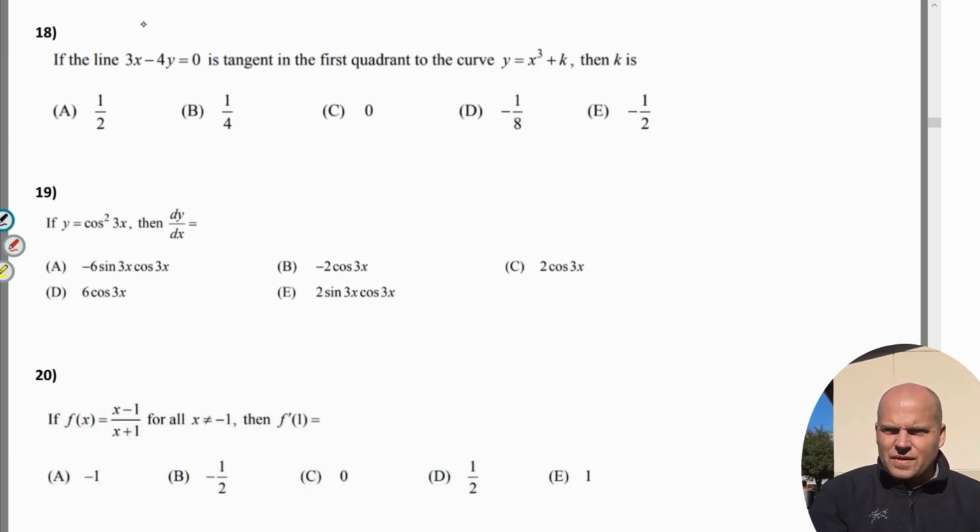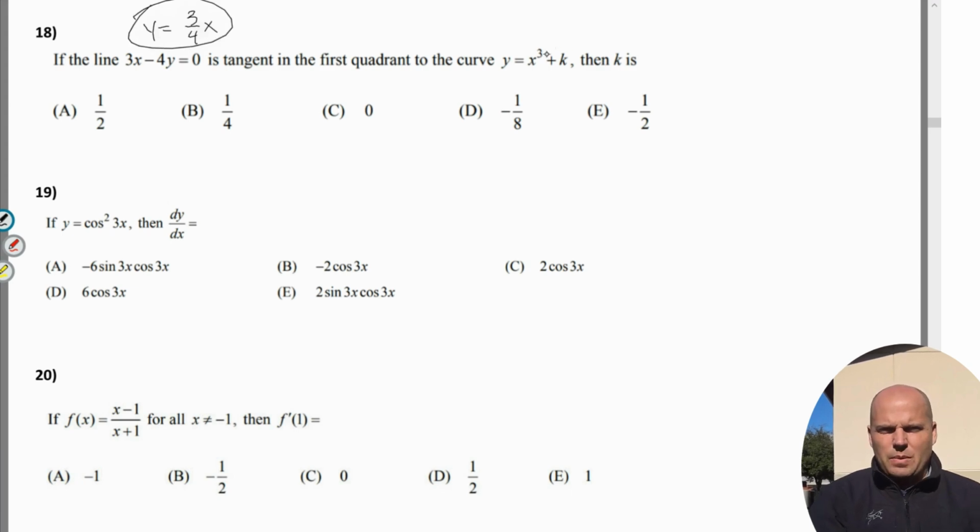Okay, this is tricky. So this equation is y equals 3/4 x. I subtracted 3x divided by negative. He said this is tangent, in the first quadrant, to this curve. Then what's k?